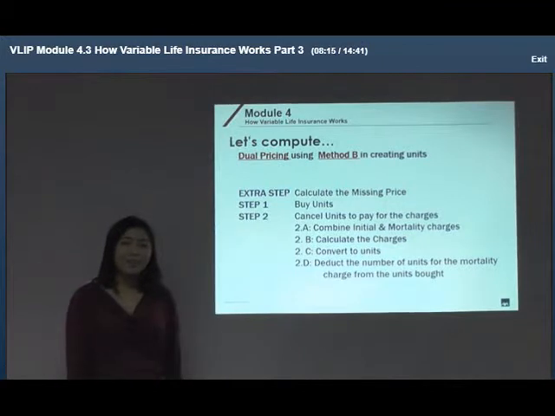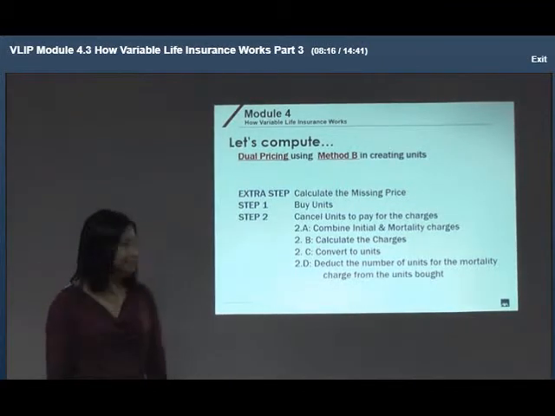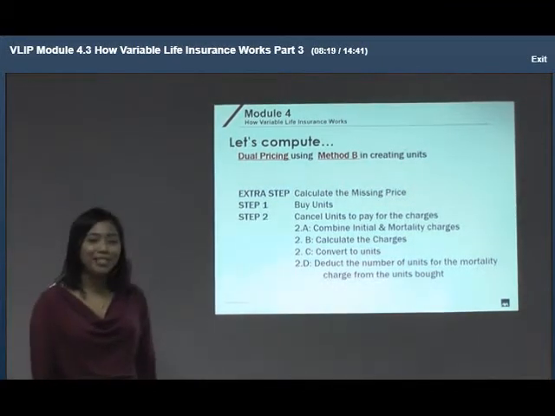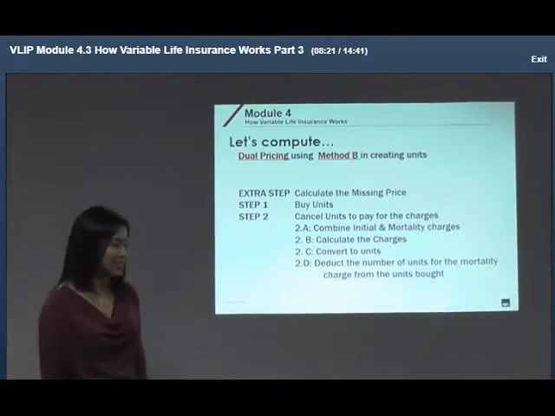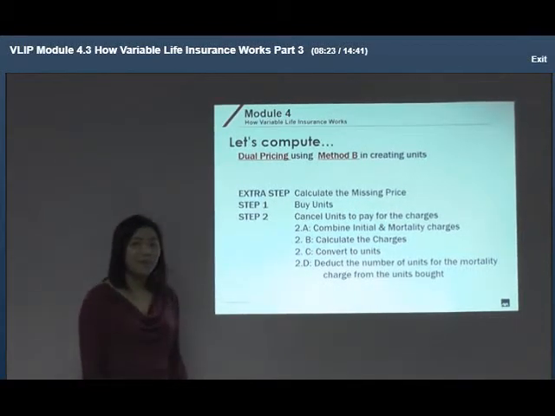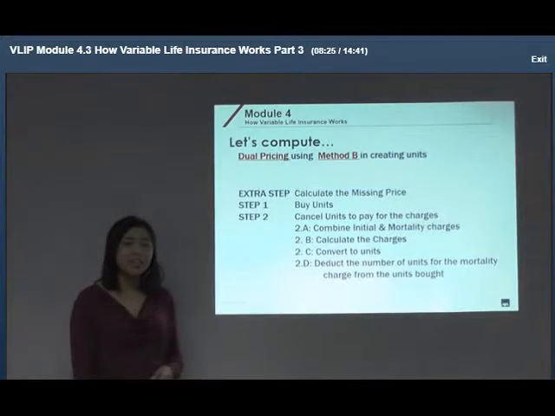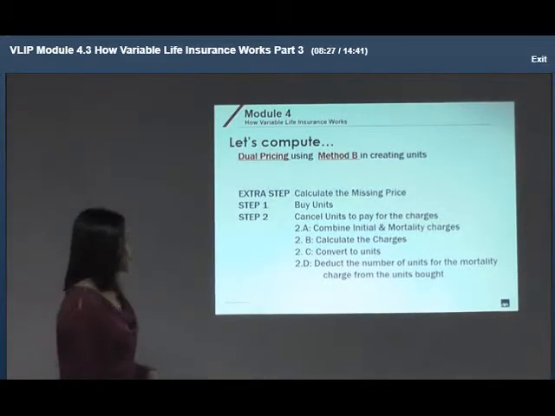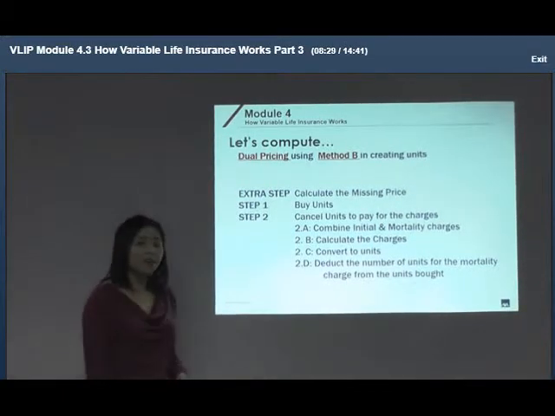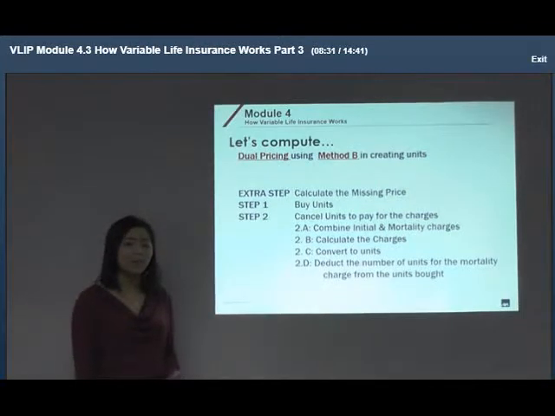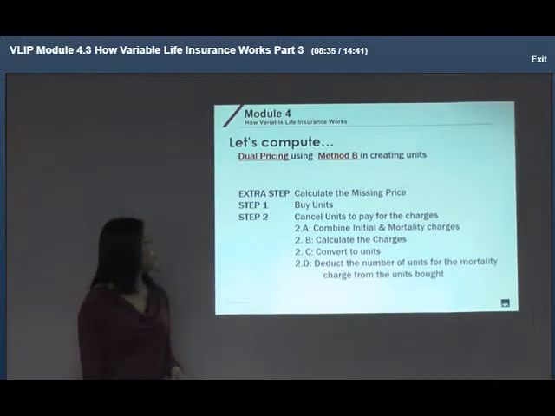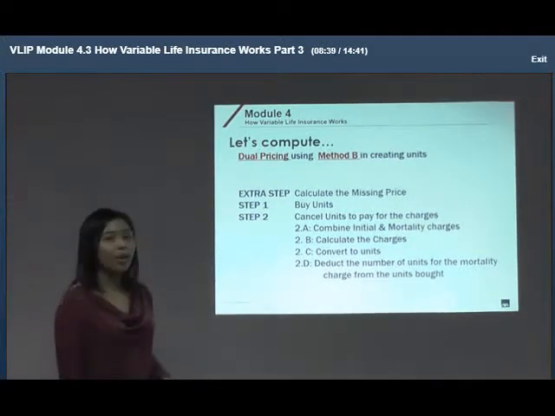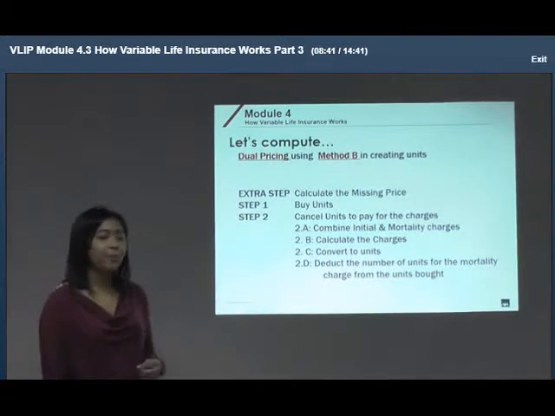Now let's go to method B. Again, method B is a very simple two-step process. In method B, we buy and cancel the charges to units. However, since this is dual pricing method and there's two prices quoted by the insurer, we need to calculate for the missing price before we go on to our simple two-step process.